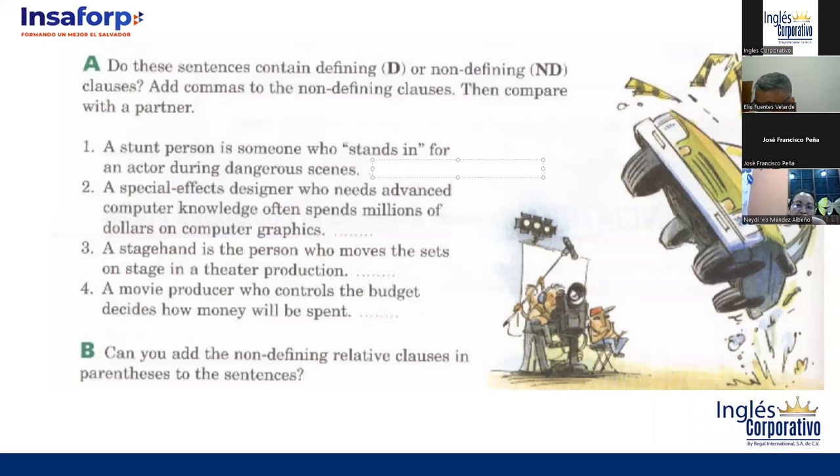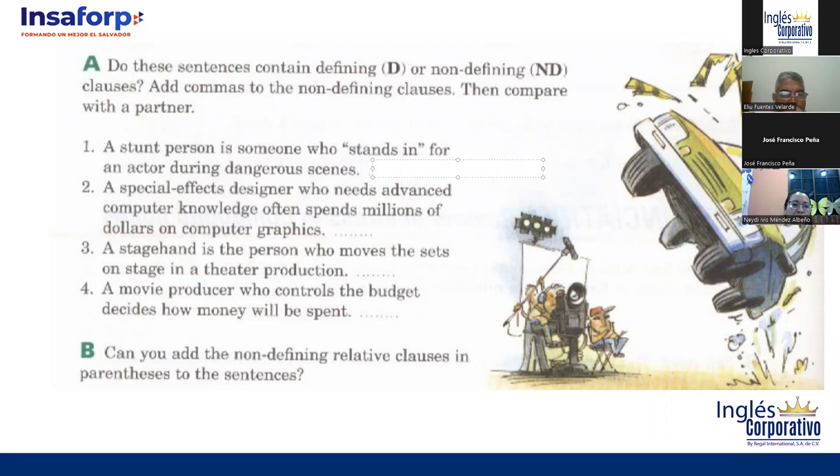So for Eliu, it is a non-defining relative clause. What about you, Jose Francisco? I can see you have activated your microphone. I think the first one is a defining clause. Okay, why do you think it is a defining clause, Jose? Because it's describing what a stunt person is. I think it's the essential information that we have here.